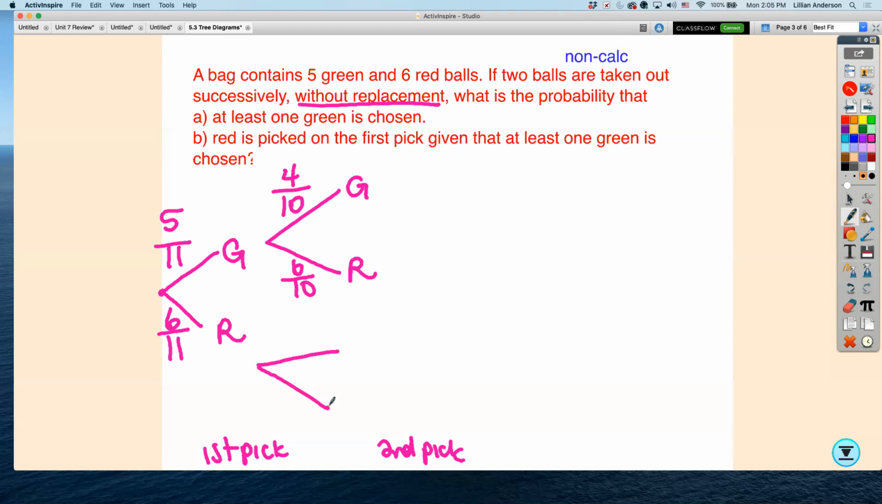Now, if I pick red the first time, how many green marbles are there? 5, because I didn't pick any of them, so all 5 are still there. But if I pick a red the first time, how many reds are left for the second time? 5, because I've gone down 1. And of course, our branches have to add up to equal 1. So this will be the tree diagram to represent us picking 2 balls out, one after the other without replacement. The denominator changes because you're not putting the ball back in.